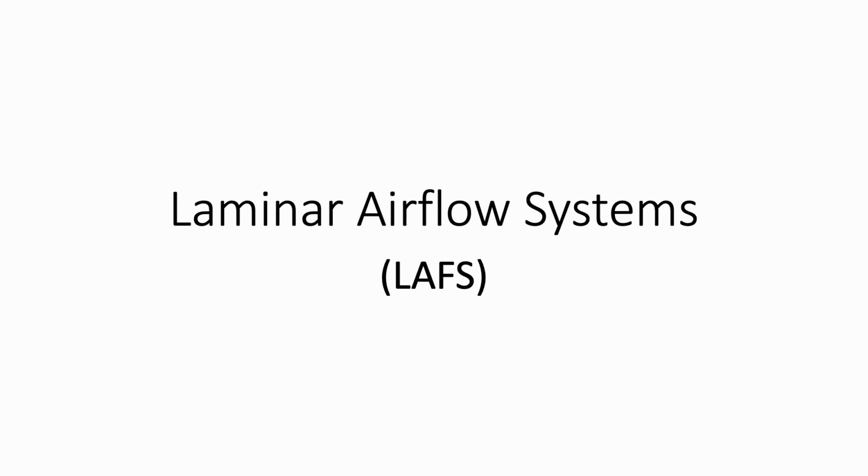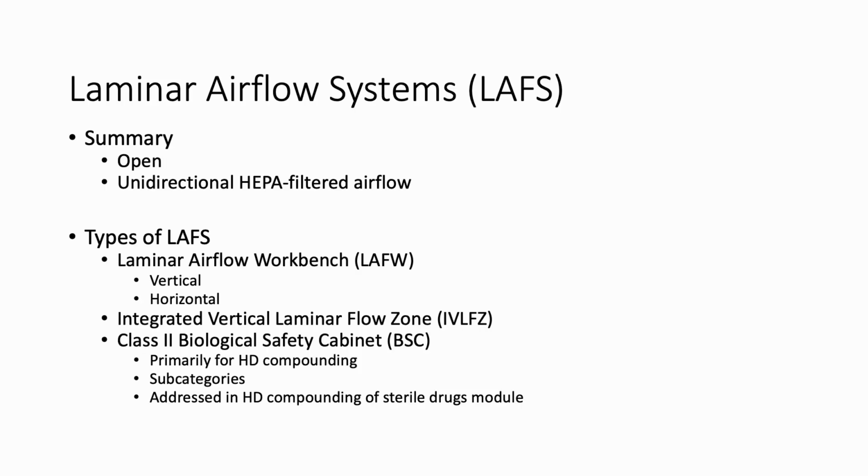First, we're going to talk about laminar airflow systems, or LAFSs. The laminar airflow system is an open unidirectional HEPA filtered system. There are different types. There are the LAFWs, or the laminar airflow workbenches, and those come in vertical or horizontal airflow. There's an integrated vertical laminar flow zone, or IVLFZ, and there's Class 2 biological safety cabinets, or BSCs, which are primarily used for sterile hazardous drug compounding. There are subcategories, and we'll discuss that a little bit later.